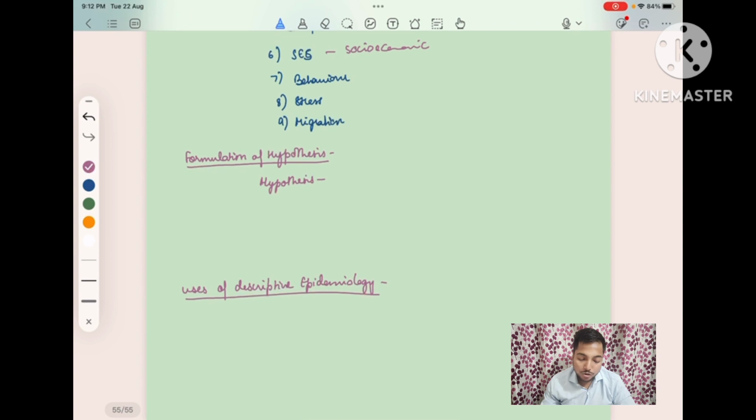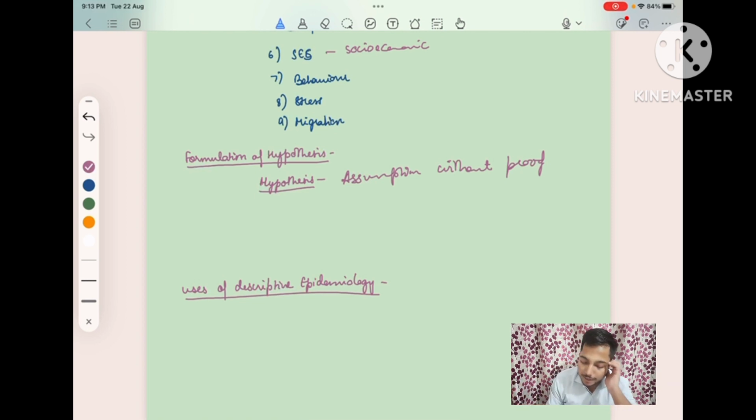Then comes formulation of hypothesis. First of all, tell me what is hypothesis. Hypothesis can be said as assumption without proof. You make a particular assumption, like sleeping more causes stress. So this is an assumption. It has no proof. Now you have to prove it. How will you prove it? You will prove it by doing analytical studies. By descriptive studies, you can just make an assumption without any proof, that is formulation of hypothesis.